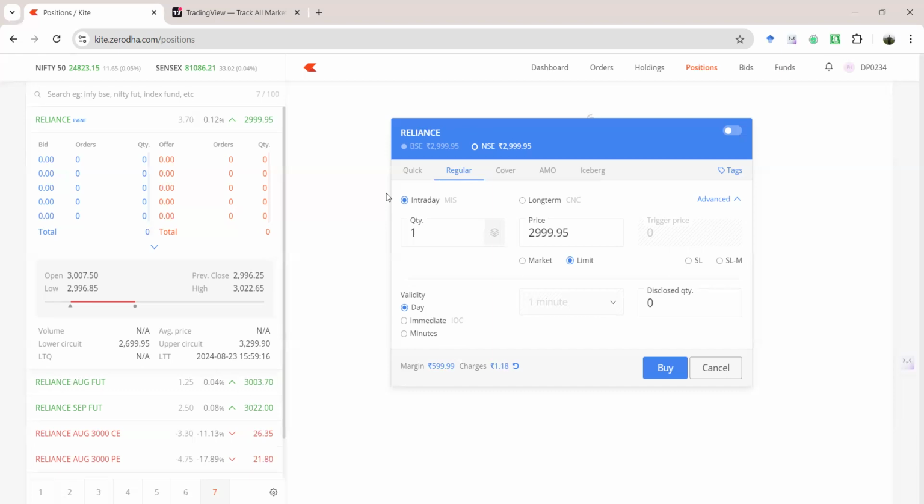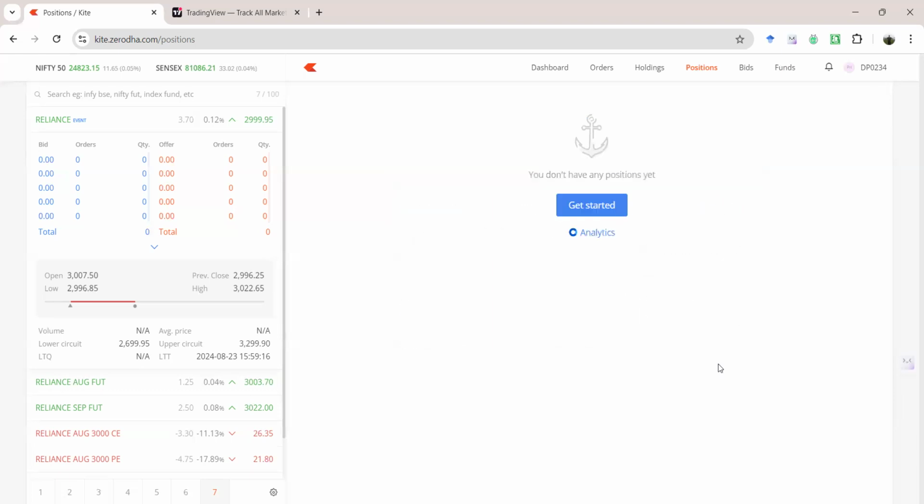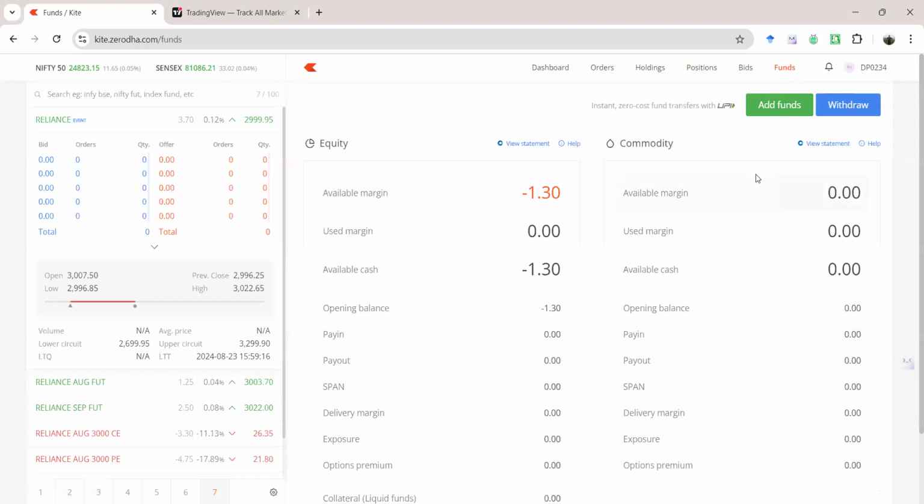Sorry, I didn't get where the margin available is visible. What is visible on the screen as 599.99 is actually the margin required, not the margin available. Margin available will be visible in funds here. Okay. But it will be the same as the funds available, right? Usually, if you have not placed your stocks, then it will be the same. If you have placed your stocks, then it will be different. Okay.